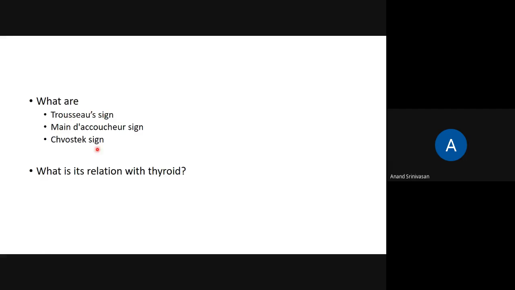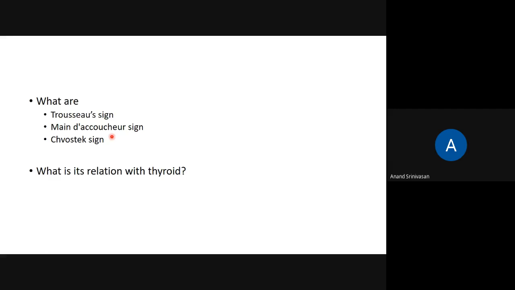Now, the Chvostek sign. How do you elicit it? Tap the facial nerve as it comes out of the parotid gland, near the temporomandibular joint. If there is twitching of the facial muscles, it indicates hypocalcemia. So these are some of the clinical signs by which we record hypocalcemia. Hypocalcemia can be detected by these three signs.